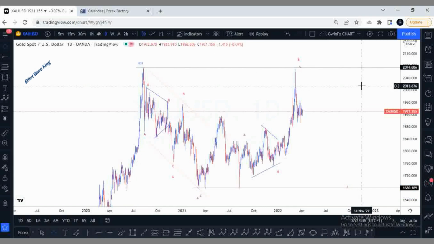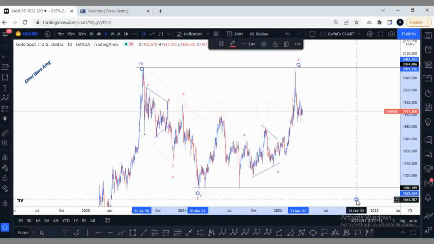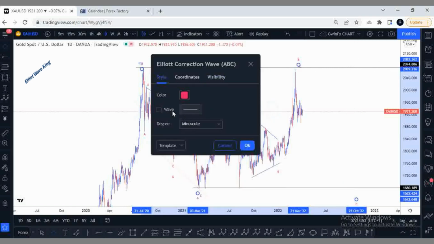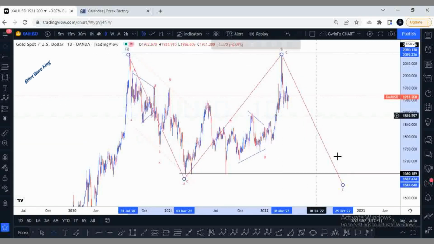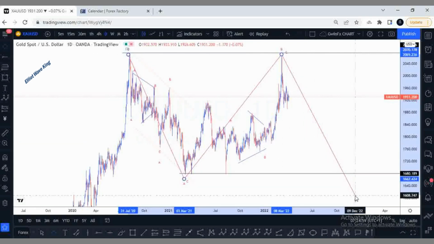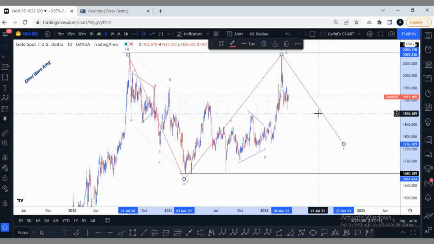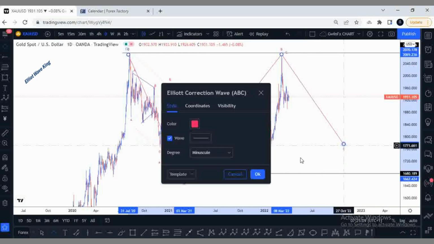Let me just put up this high right here. Okay, so we could be having either a running flat or an expanded flat, with the C leg going below that point right there. So it's a possibility that we've had our B right here, and we're having a C, either an expanded flat or a running flat, somewhere down here. Either way, I'm going to be sharing with you as price action develops.